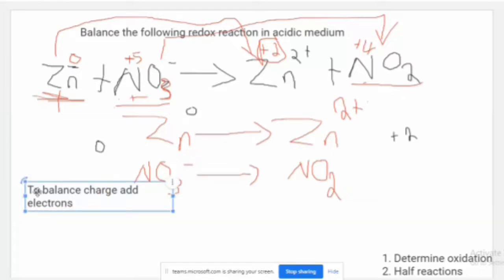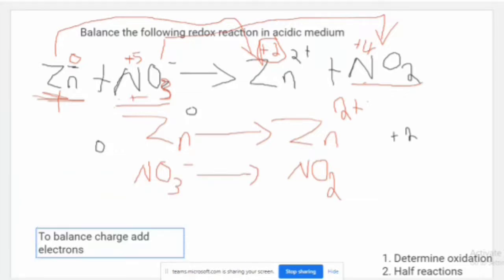Okay, so let's balance charge. To balance charge, add electrons. Which side are you supposed to add electrons to? It's the side which is more positive.